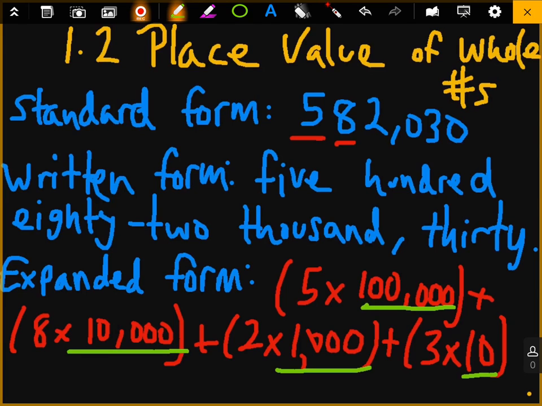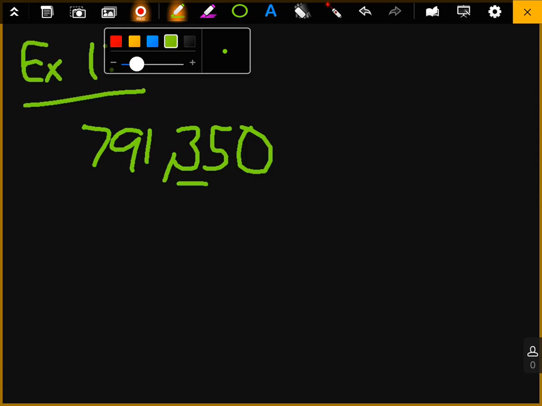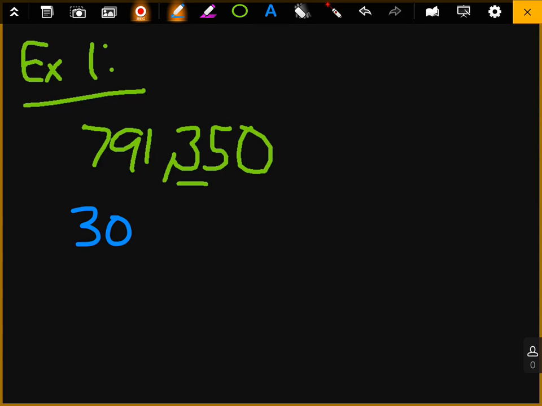Okay, if I'm going to give you an example saying, what's the place value of the underlined digit? You can title this example 1. Say I give you 791,350. What's the place value of the 3? Well, the 3 is in the hundreds place. So that 3 is not just 3, but it's 300.